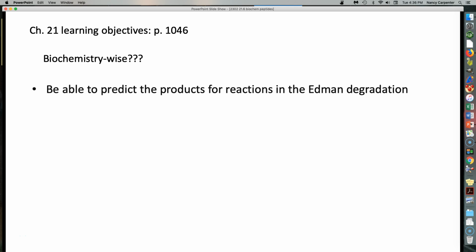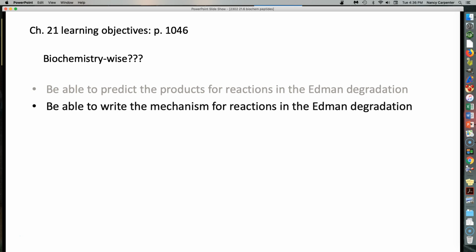A lot of stuff in Chapter 21. Mechanism is all consistent. The learning objectives you should pay attention to are on page 1046. Biochemistry-wise, this part at the end, what do you need to know? Well, you should be able to predict what's going to happen if you throw phenylisothiocyanate in with your amino acid. So, more like a homework kind of thing, but you should go through the mechanism, make sure this makes sense.